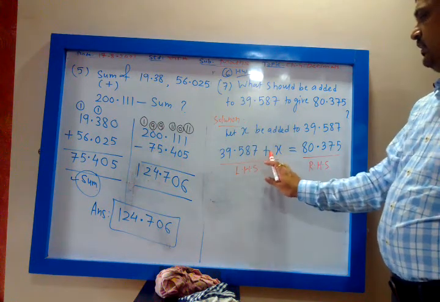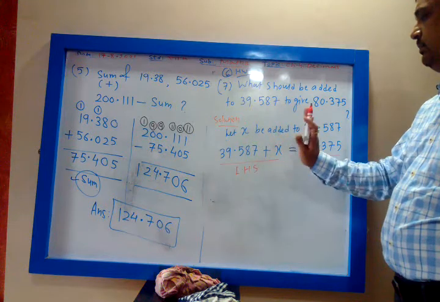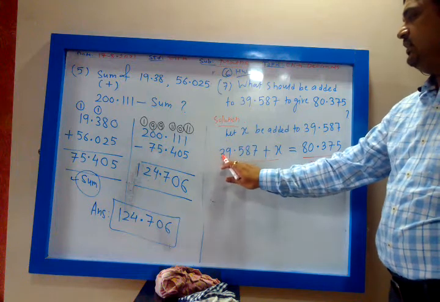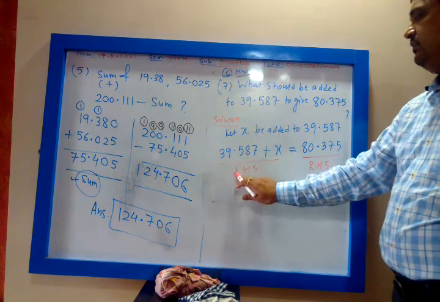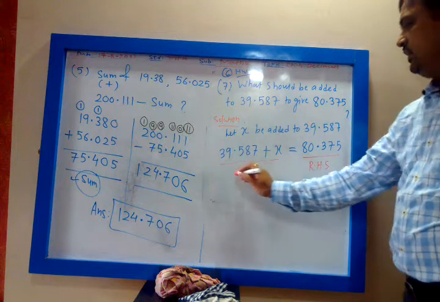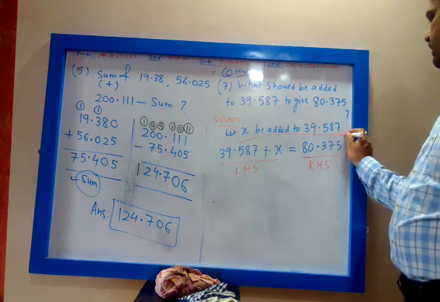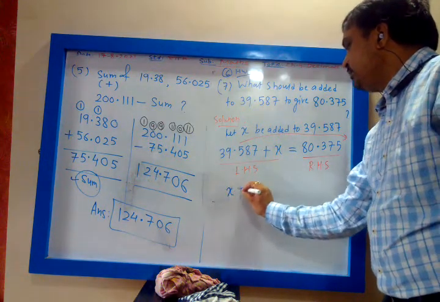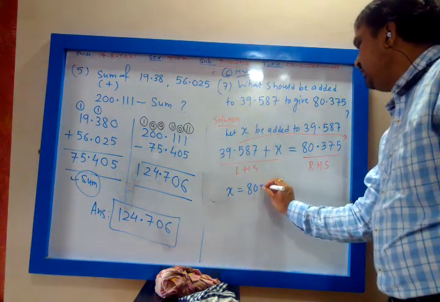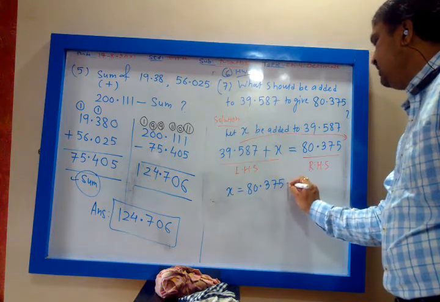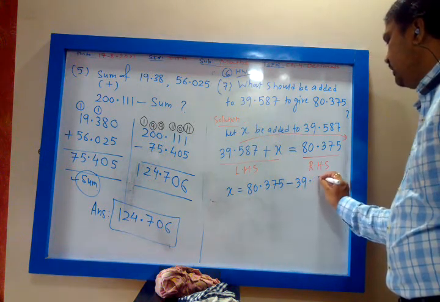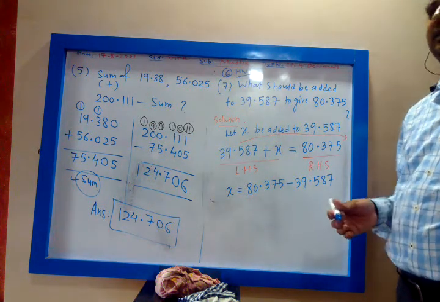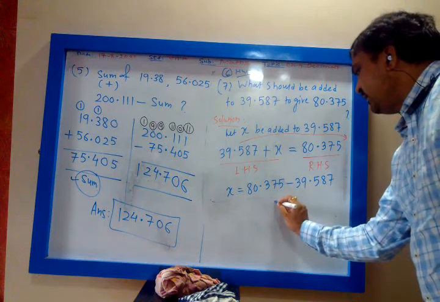Now you see this. This is plus x. So I will keep x there only. I will not take x to the other side. But this is plus 39.587. When I take plus 39.587 from the left hand side to the right hand side, this will become minus. So you will get x is equal to 80.375 minus 39.587. Now you check whether they are like decimals. Yes, they are like decimals. So directly subtract.